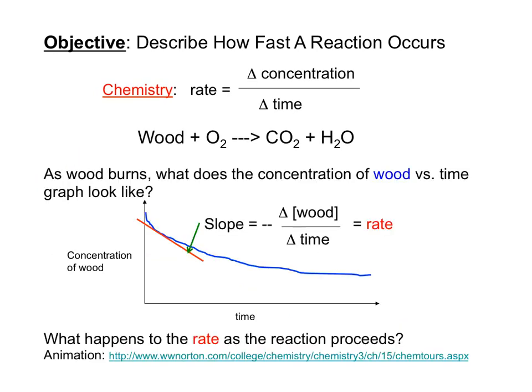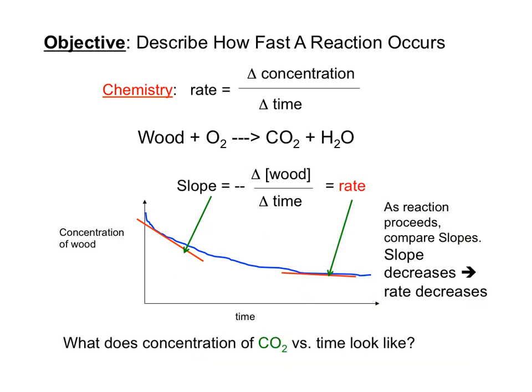From our concentration versus time graph, we can figure out the rate. The rate is the slope of the tangent of the line, which equals the change in concentration of wood with time. The minus sign tells us the concentration of wood is decreasing with time. As the reaction proceeds, what happens to the rate? Stop the video and think about that for a minute. And the answer is, as the reaction proceeds, the rate decreases. In other words, the reaction gets slower. Early in the reaction, the slope is greater than the slope later in the reaction.